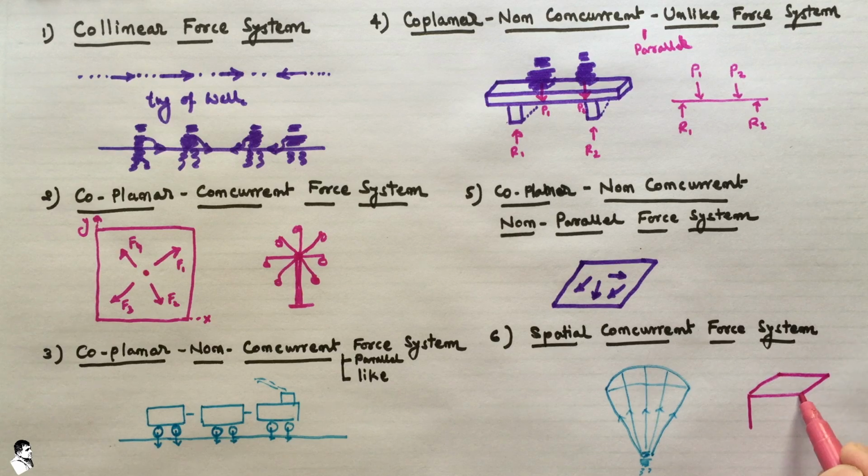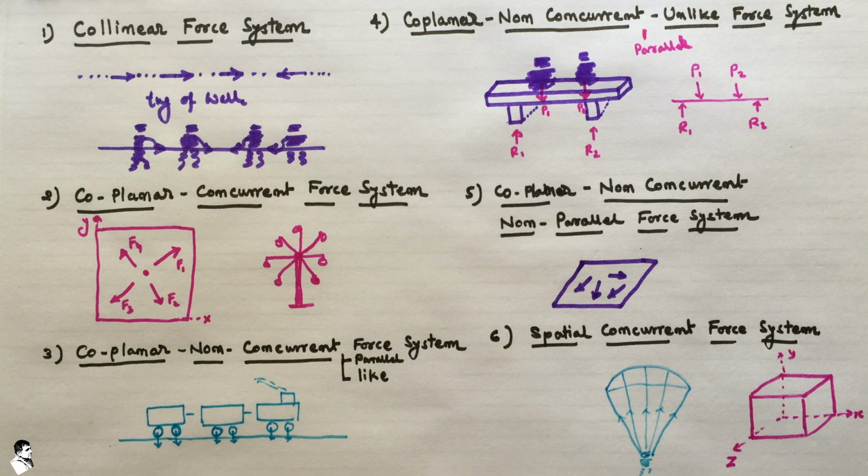So if I draw one cube here, now if you take an axis of that particular cube, so this is the x, y, and the z axis. So here we observe forces. This is P1, P2, and P3. So these are the three different forces acting along different planes.